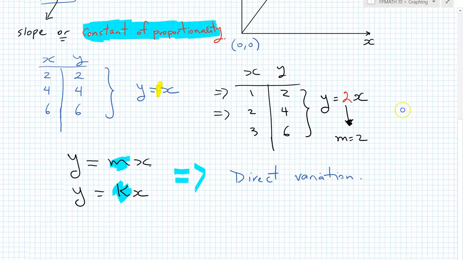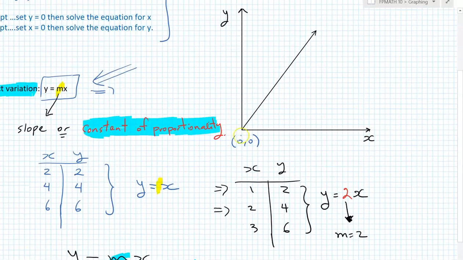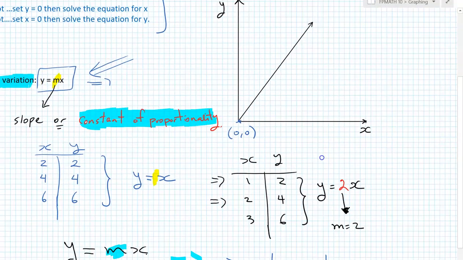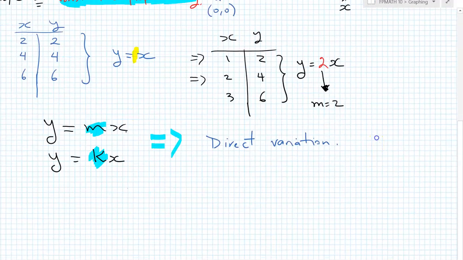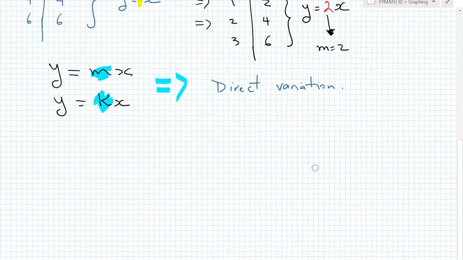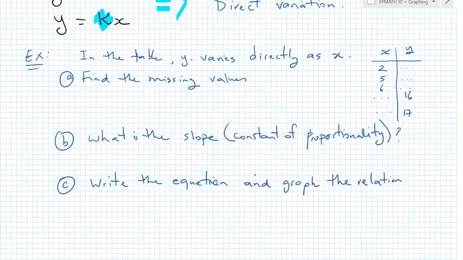And always you're going to get a straight line going through the origin. Always the origin is 0, 0. And for the most part, notice that I didn't have a negative x coordinate and a negative y coordinate, because the application of this always uses positive values for x and y, the input and output. And that's basically it. So now let's look at a question.